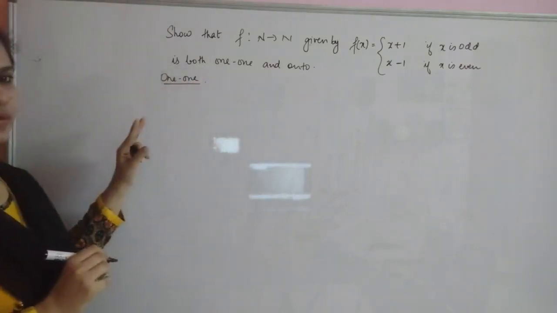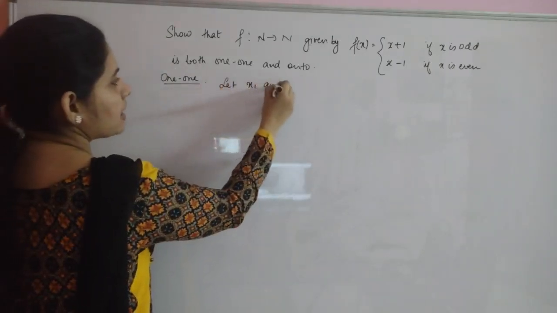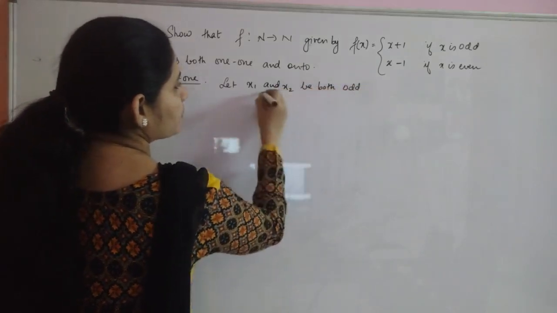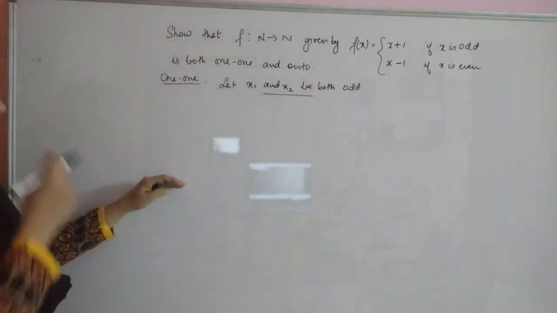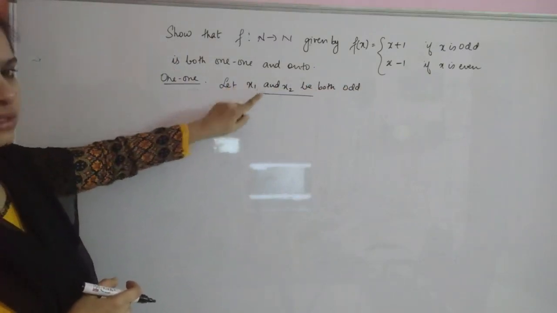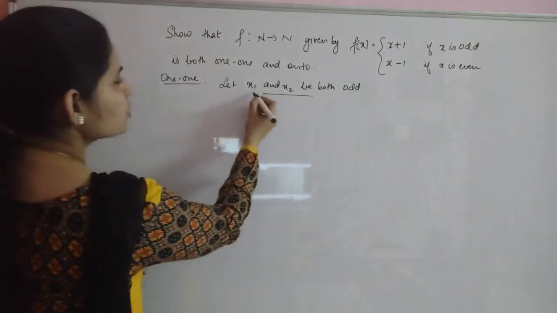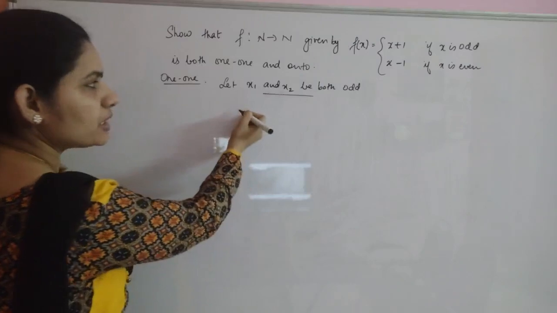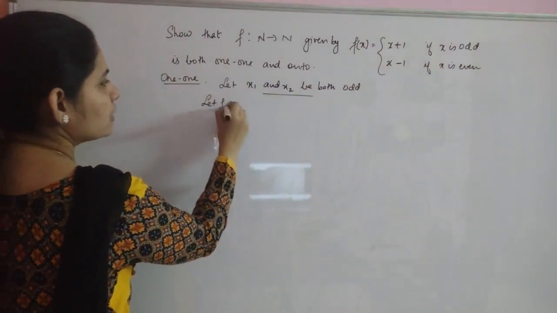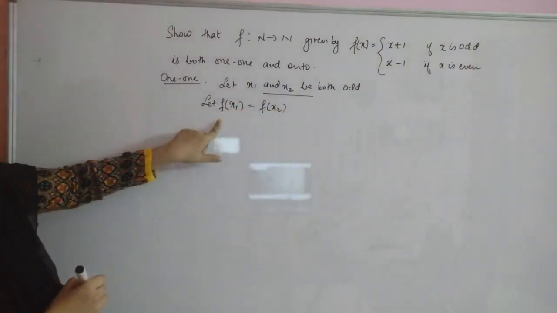Again, the function has two definitions, so first we will choose, let x1 and x2 be both odd. It has been broken into three cases, or you can say four: when both are of the same type, odd or even, and when one is odd and one is even. So when x1 and x2 are both odd, we start with f(x1) equal to f(x2).